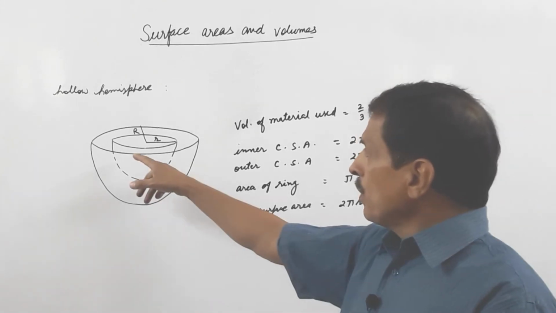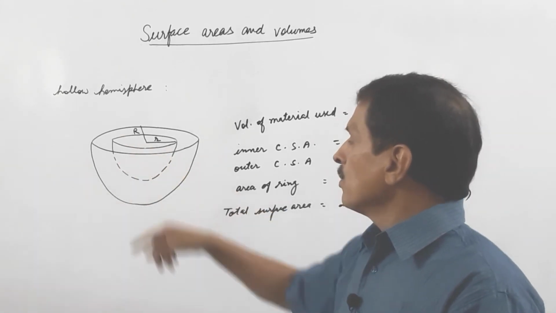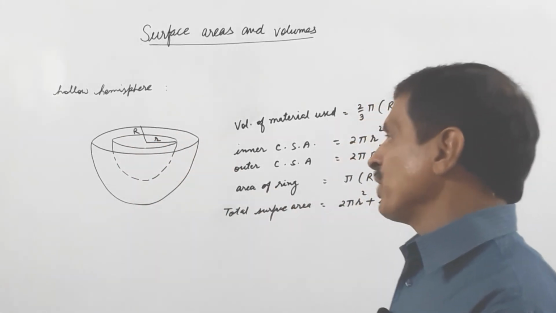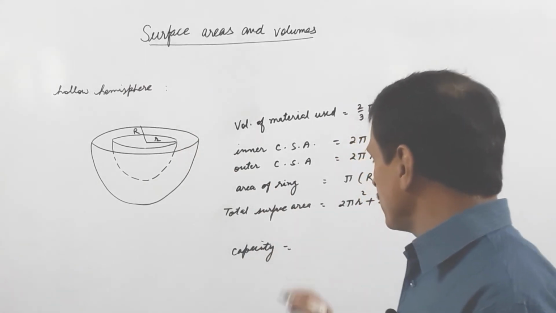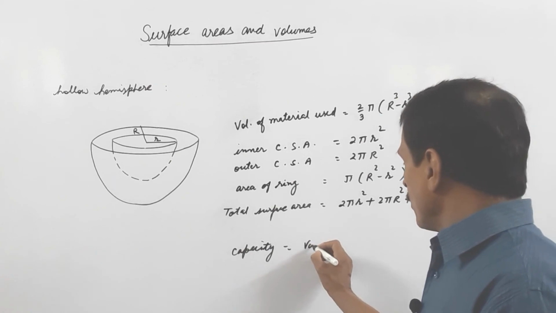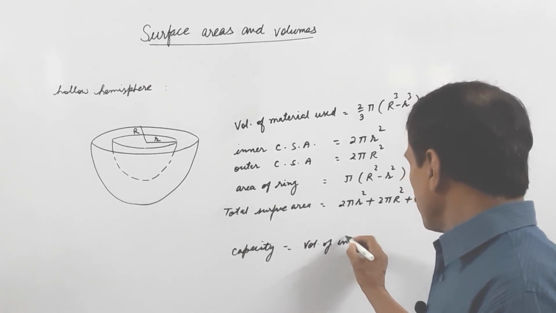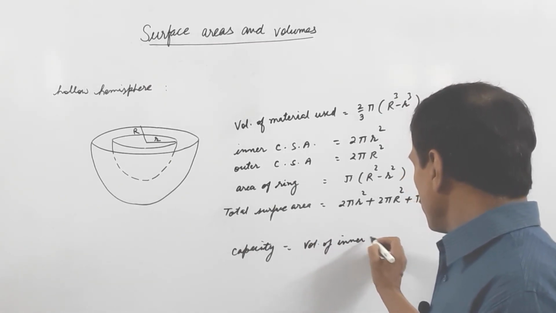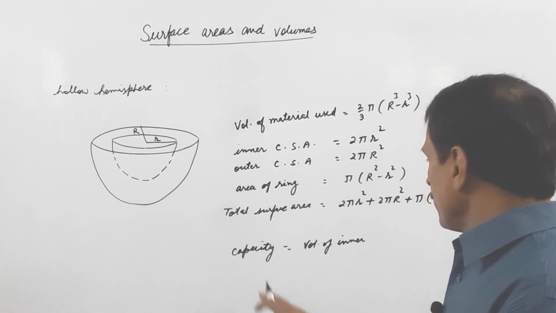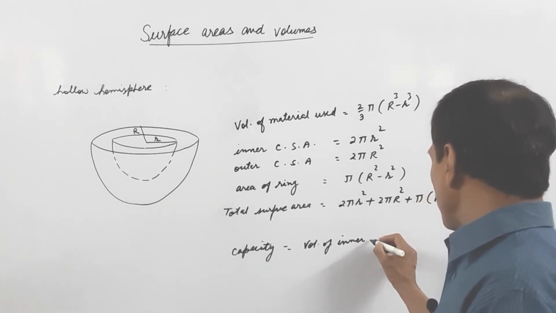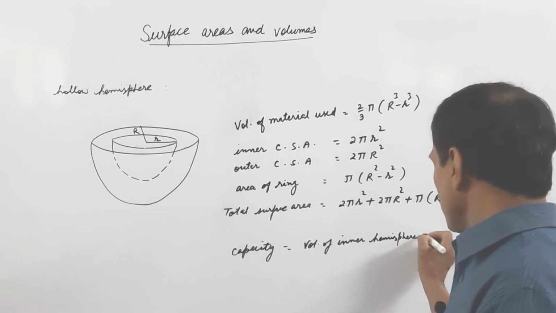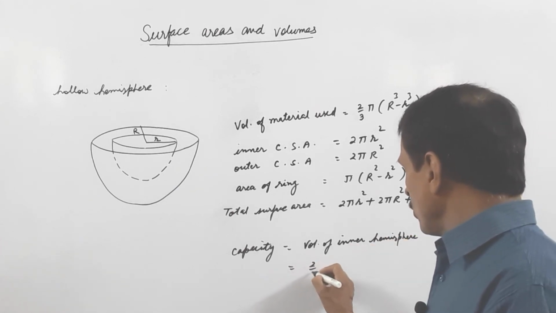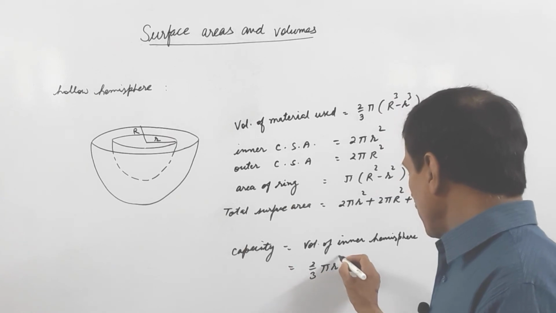The capacity of the hollow hemisphere is the volume of the inner hemisphere. Capacity is equal to volume of inner hemisphere, that is 2 by 3 pi r cube.